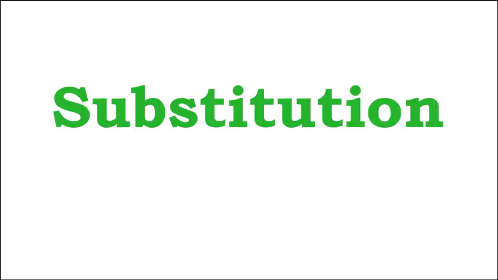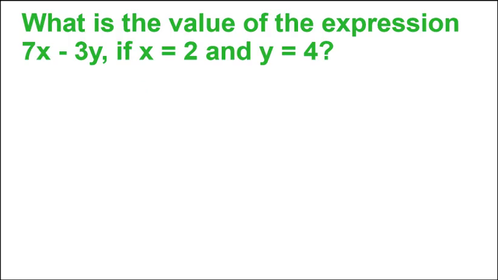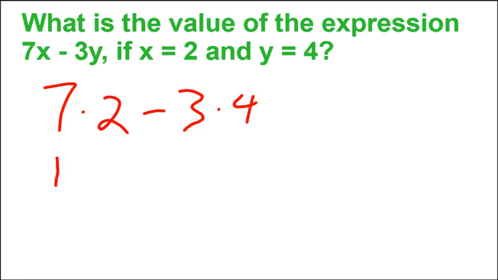Next thing we have is substitution problems. These are sometimes the ones where you have to check the answer also, or they just give you something with variables and you need to plug in the numbers they give you. So we got 7 times x. Well, they say x is 2, so 7 times 2. Minus 3 times y, and y is 4. Then you just do your order of operations.